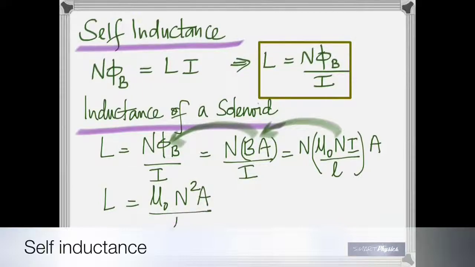And therefore, that makes it mu naught N squared A by L. See, I had forgotten to divide by an I there, which I did now. So that's the formula for self-inductance of a solenoid. Of course, N is the total number of turns, A is the area of cross-section, and L is the length. Once again, how do you increase the self-inductance of the solenoid? What's the most important term? Definitely the most important term is the number of turns because it's squared, isn't it? So try to have as many turns as possible on the smallest length. That's the important thing, and try to have a big area of cross-section.